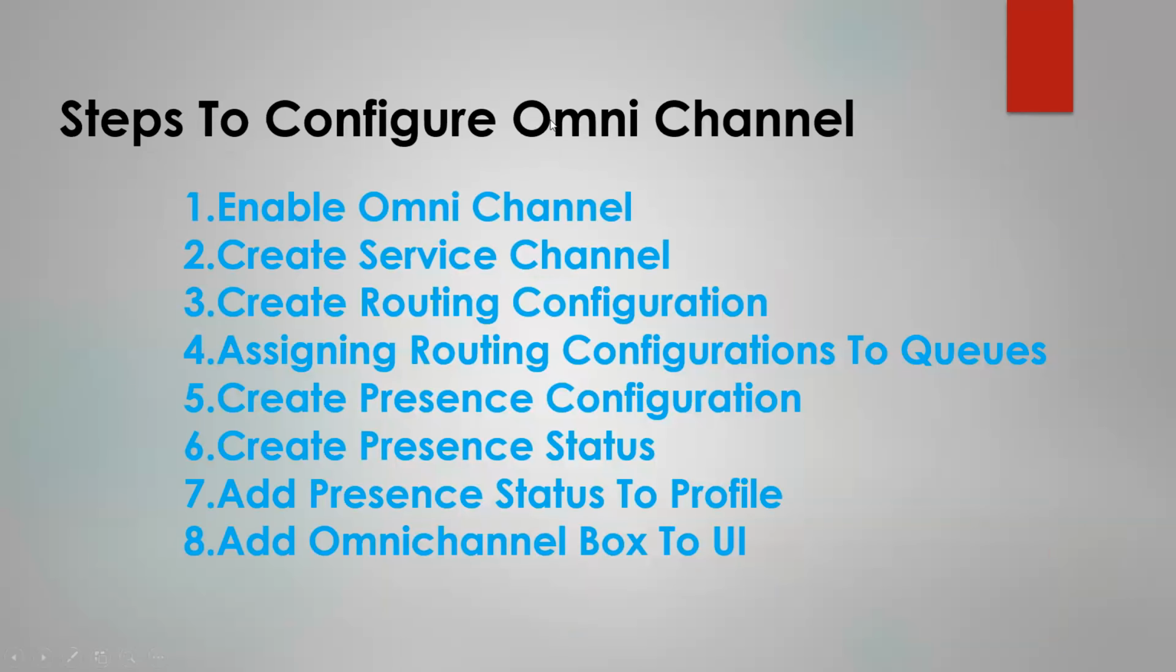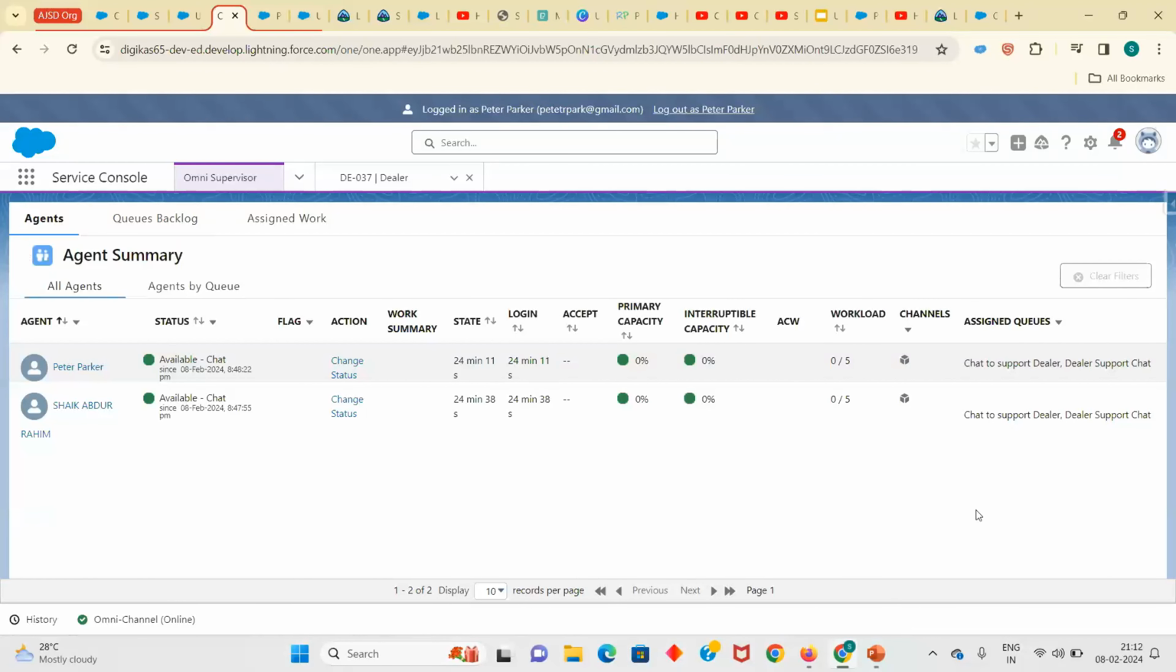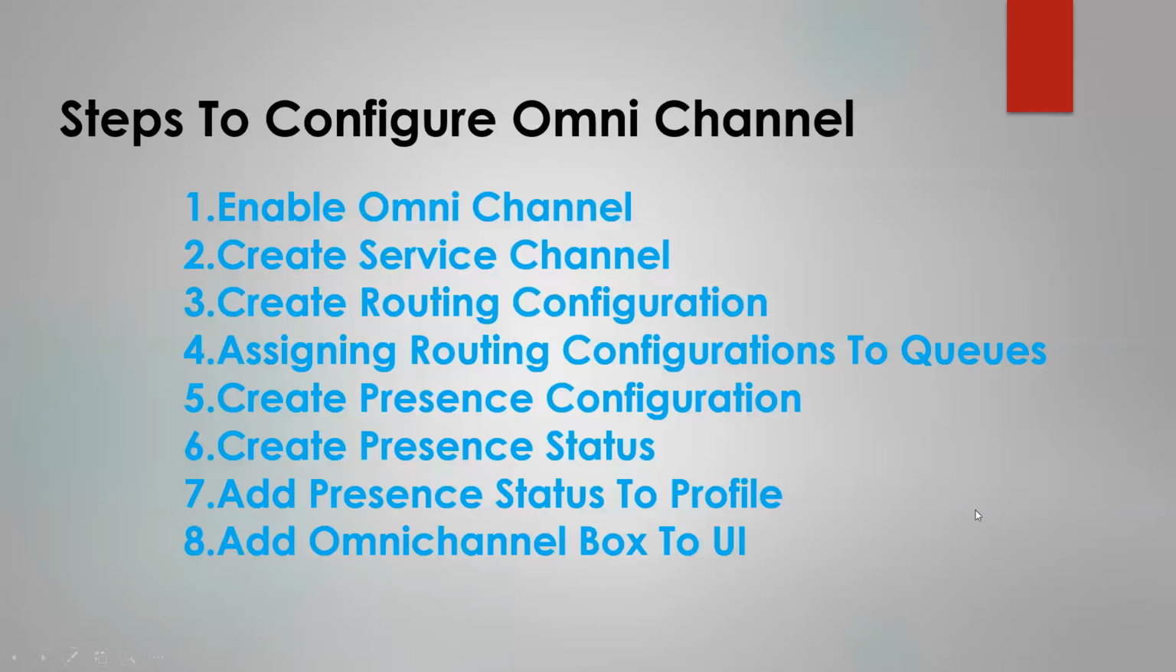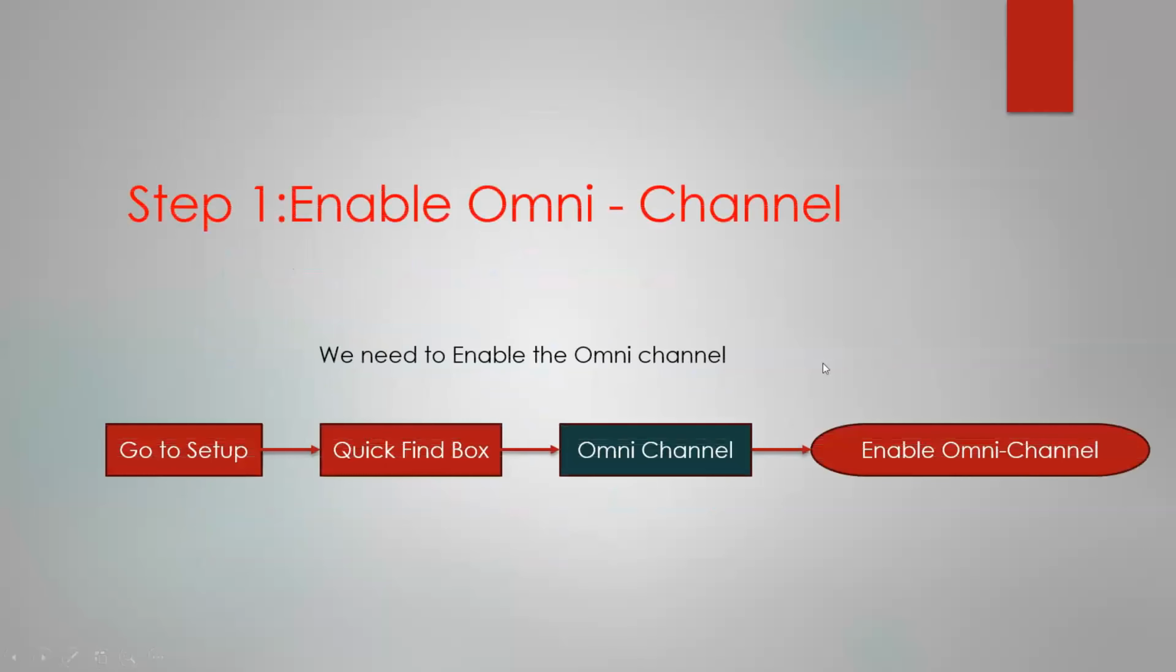So, steps to configure for Omnichannel. By following all these 8 steps, we will achieve the Omnichannel configuration. What will we achieve? We will achieve this type of script at the end. Okay. Let us start implementing those things. You can start parallelly with me or you can do it afterwards. It's up to you. So the first step will be enable omnichannel.